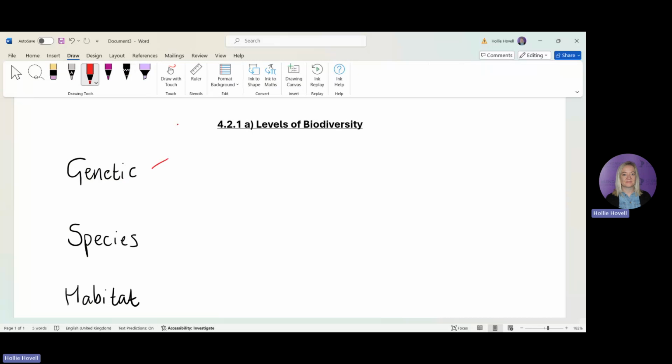Different versions of a species are sometimes called different breeds. So we could be talking about different breeds of a species. Within dogs, we've got variation amongst dogs, haven't we? Because we've got different breeds of dogs. The reason why we've got those different breeds, those different versions, is due to different alleles. And remember, the definition of alleles is a version of a gene.